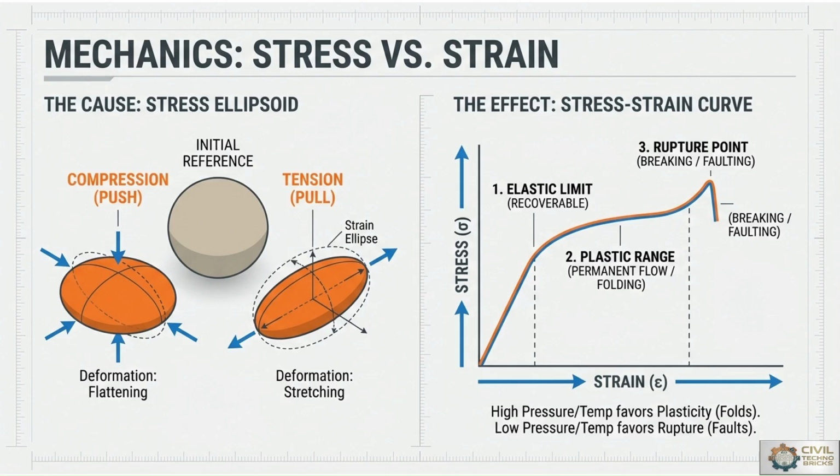At some point there may be a rupture point at the third stage. That rupture point is the end point, where breaking or faulting may occur, meaning the whole rock does not sustain the excessive pressure or stress. So high pressure and temperature favor plasticity, that is folds, and low pressure and low temperature favor rupture, that is faults. Faults are studied on the basis of stress-strain activity or the curve.